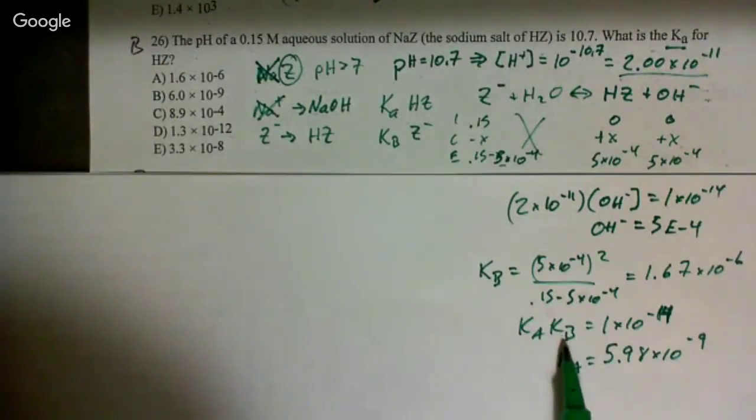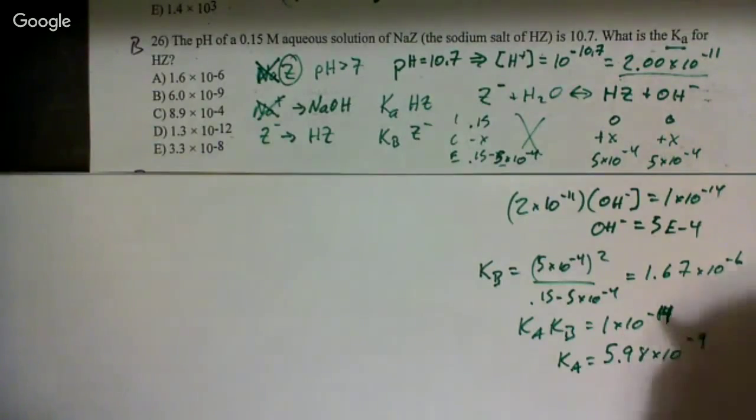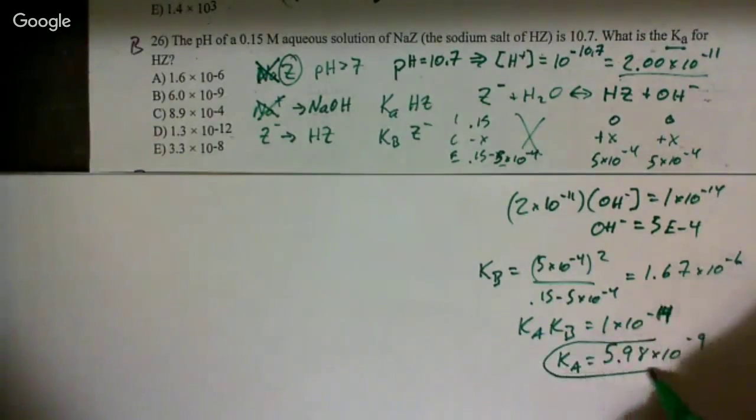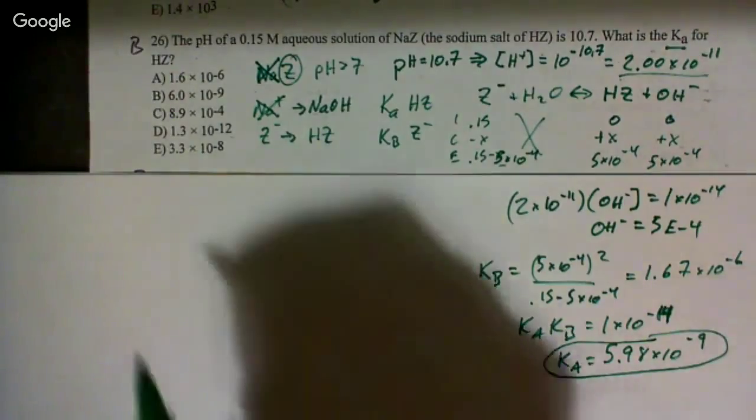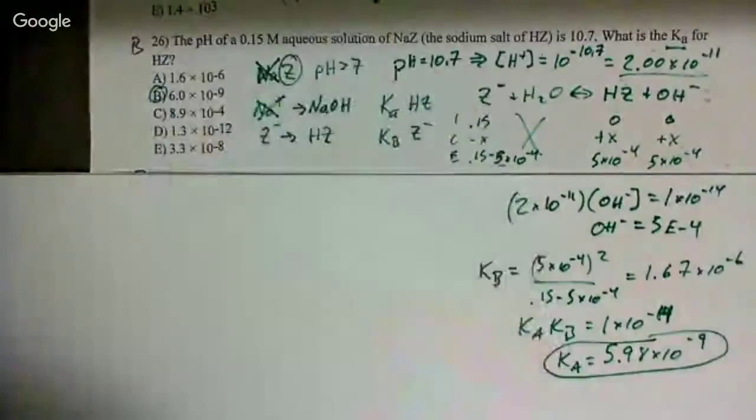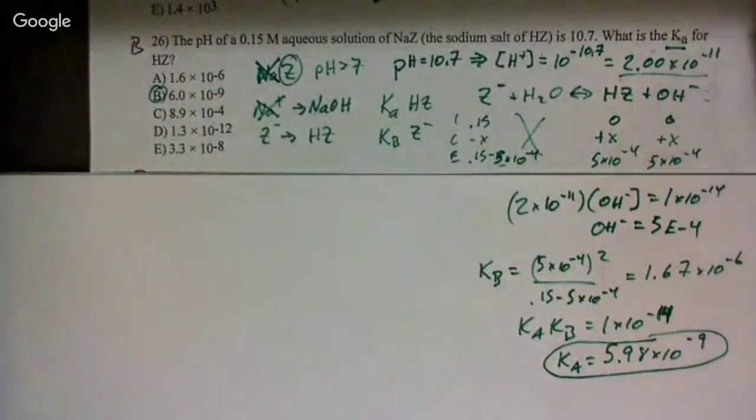Then I use Ka times Kb for acids and conjugate bases, and bases and conjugate acids equal to 1 times 10 to the negative 14th. So that was a much longer roundabout way than could have been done, but it got me to the right answer, and that was really the part that I wanted to make sure that I got across to you guys.